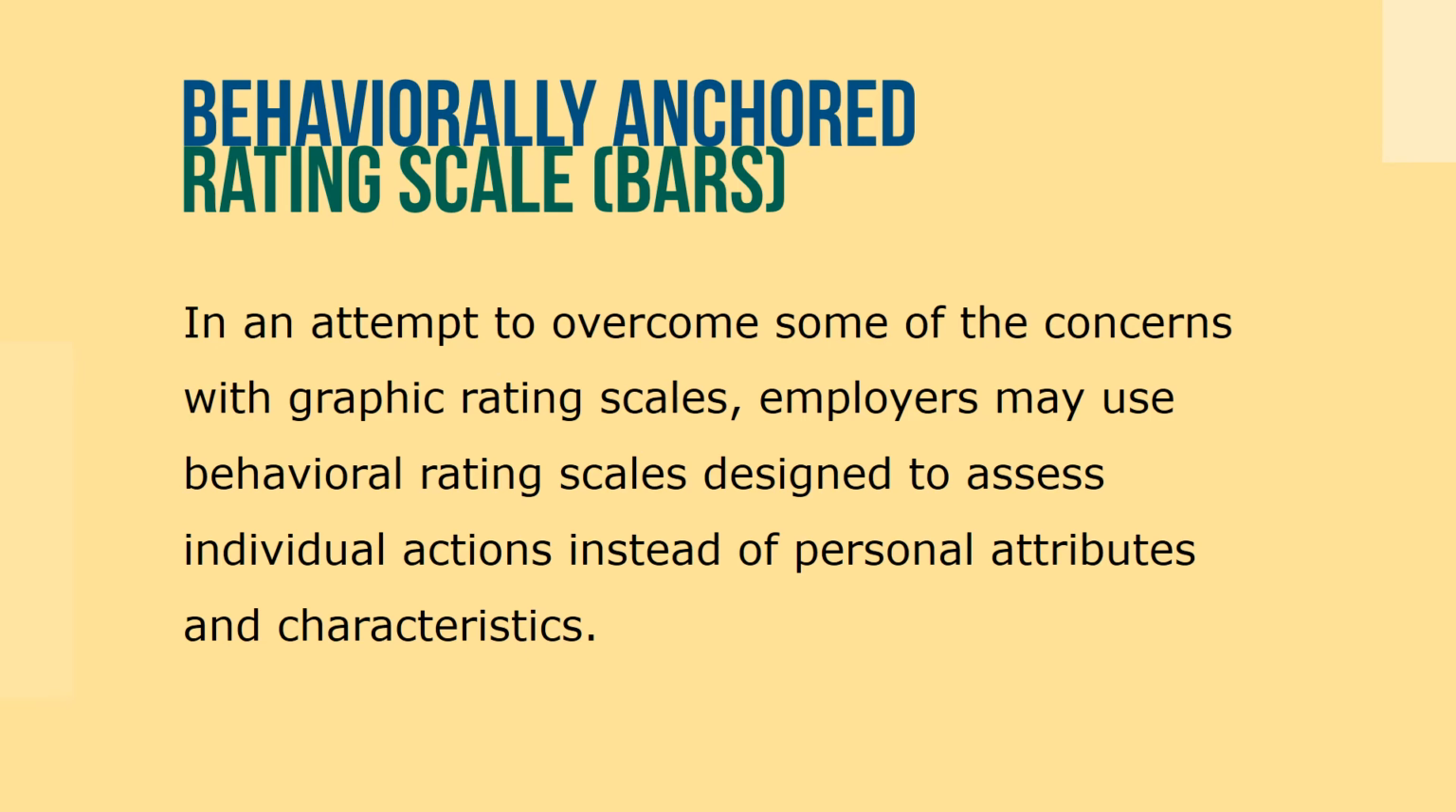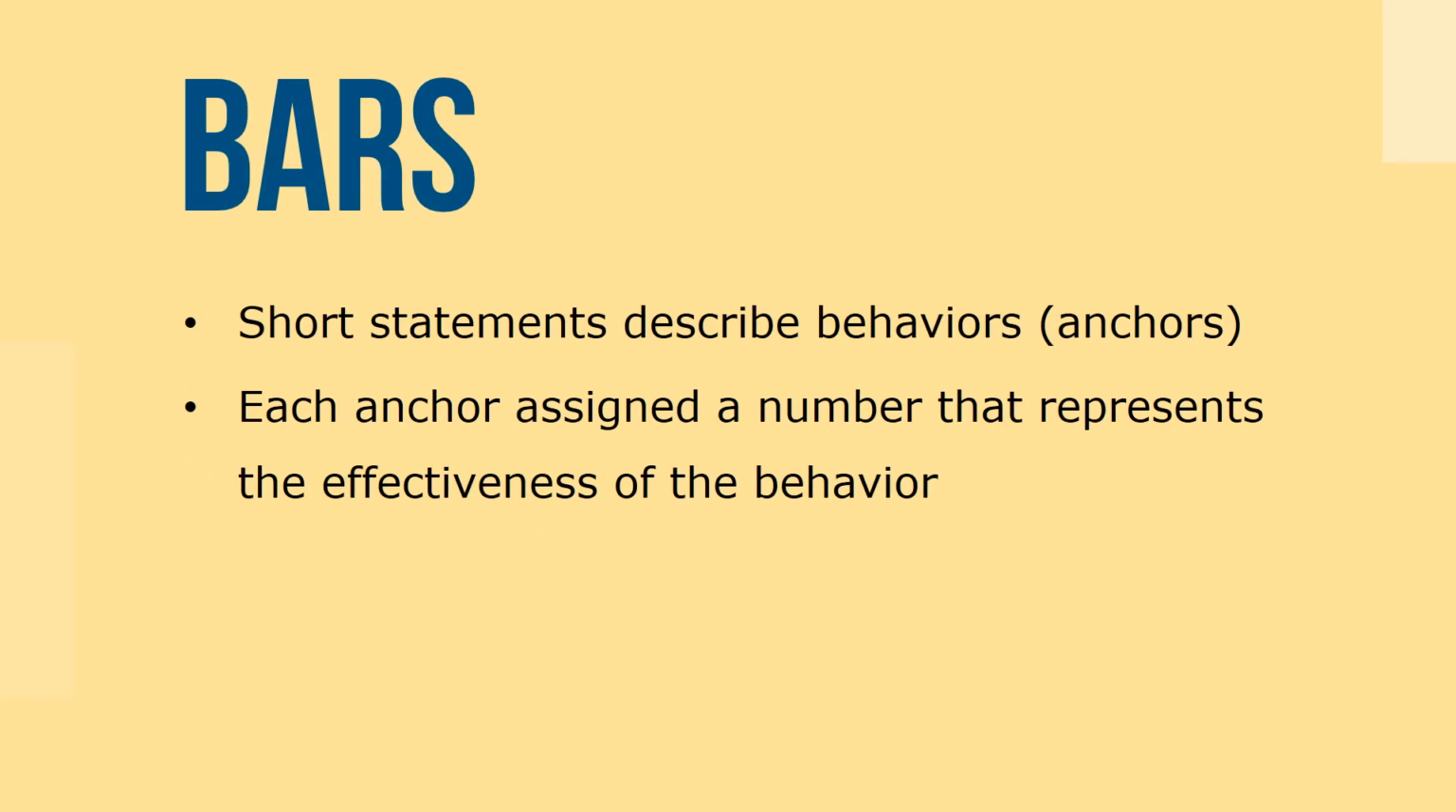When creating a BARS system, identifying important job dimensions, which are the most important performance factors in the job description, is done first. Short statements describe both undesirable and desirable behaviors, or anchors. These are then translated or assigned to one of the job dimensions. Anchor statements are usually developed by a group of people familiar with the job. The group then assigns each anchor a number that represents the effectiveness of the behavior, and the anchors are fitted to the scale.